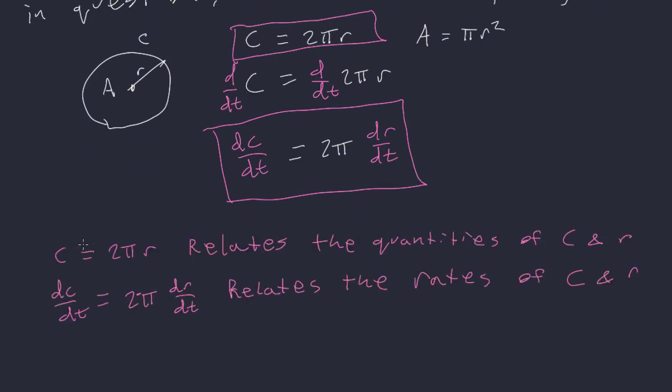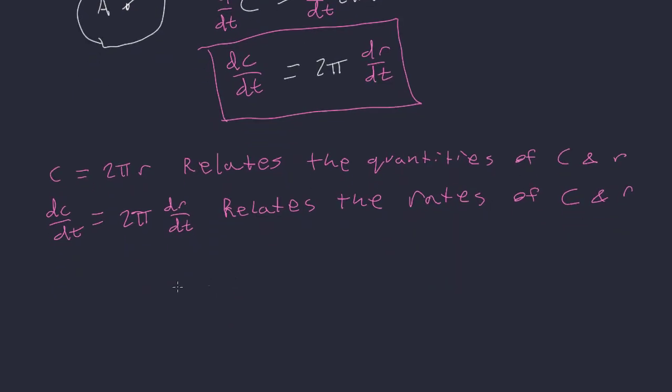Okay, so just to write that down, C equals 2 pi r relates the quantities of C and r. So it relates the circumference to the radius. This formula, dC by dt is equal to 2 pi dr by dt, relates the rates of C and r. So it tells us how the rate of the circumference relates to the rate of the radius.